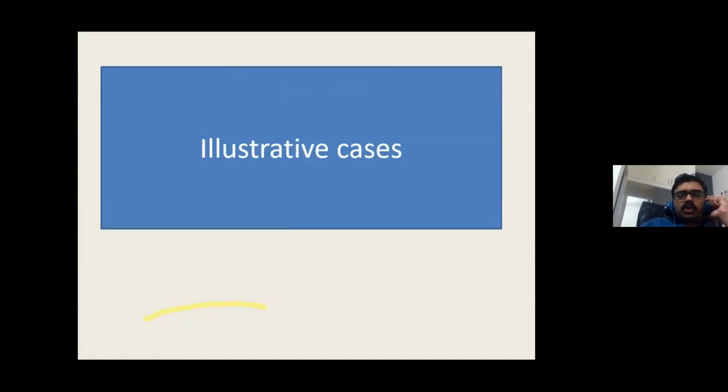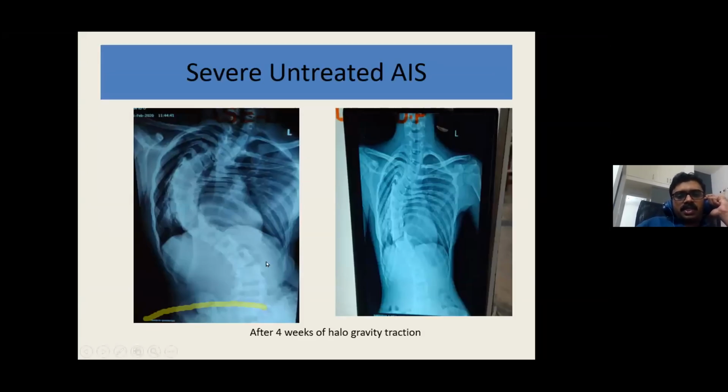So I'll go through a few illustrative cases to explain what I have so far described. This is a case which we recently operated, and this child is 14 years old, and you can see that this is severe and quite rigid scoliosis. Unfortunately, she does not have any intraspinal anomaly. We screened everything. She does not have any other secondary causes for the rigidity. And so this patient, we put her on halo gravity traction, and this was our plan. And then this is the 4 weeks in traction with the halo.